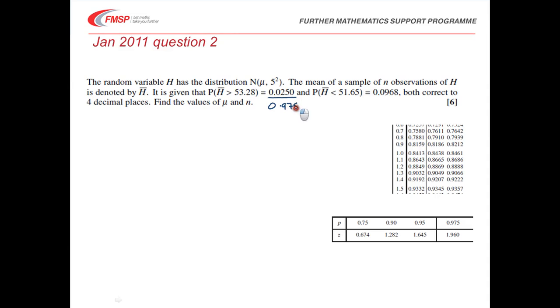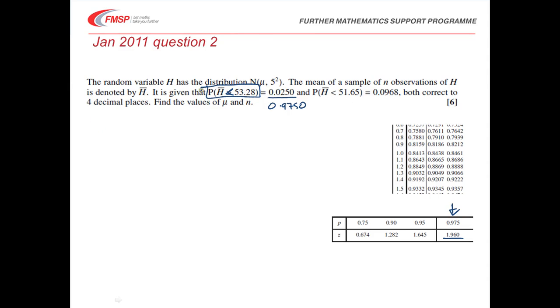First of all, 0.9750, that's a lovely number, and it lives right here. So the corresponding z value is 1.96. So what that means is, if I look at the first statement, and again don't forget I turned it round, we've now got the fact that we can standardize.